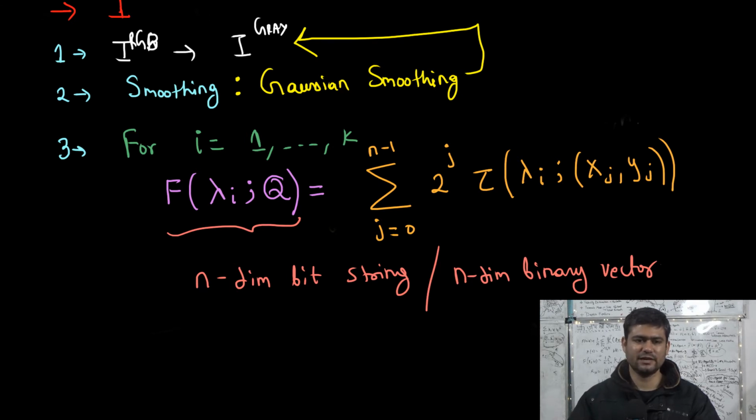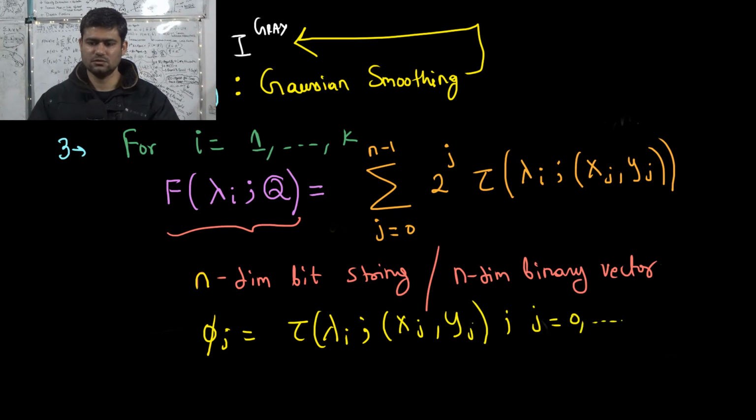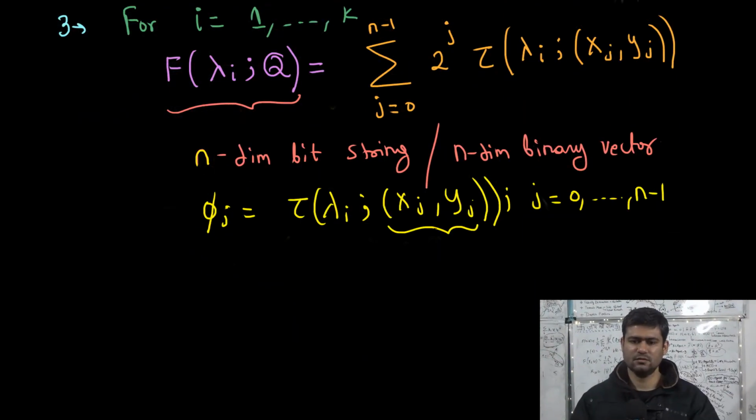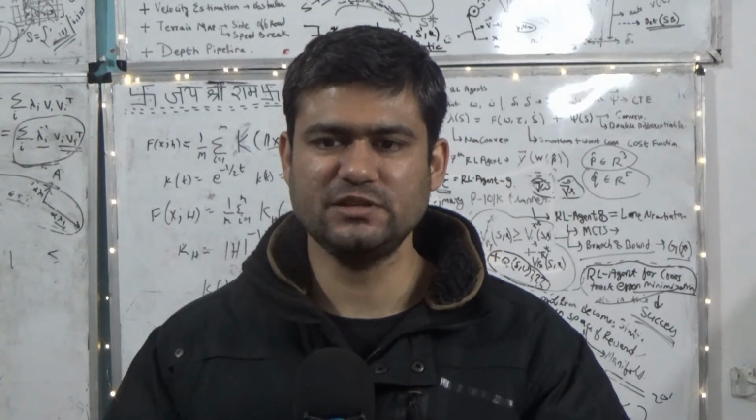Or instead of computing this integer number, we can directly compute the n-dimensional binary vector. So we can describe this feature vector as phi, and each of the components of this small n-dimensional feature vector, phi j, is going to be tau of lambda I parameterized by x j y j for j equal to 0 to n minus 1, where the pair x j y j belongs to set Q. So this completes the pseudocode for describing the feature points in an image.